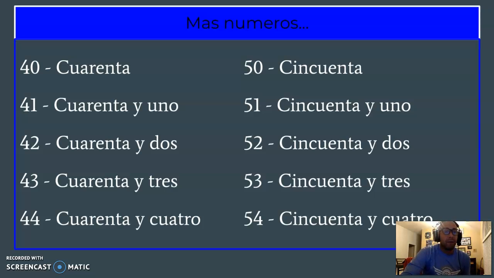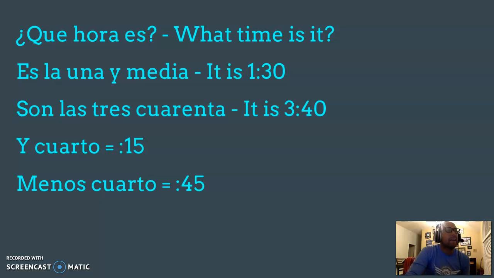Okay, a couple of key phrases that you're going to need. ¿Qué hora es? What time is it? And then we have a couple of phrases here, and we're going to walk through some more. If it is 1, we're going to say 1 something, or 1 straight up. We're going to say es la una, and in this case it's 1:30. So we could say es la una y media, because it's 1 and it's singular, okay?